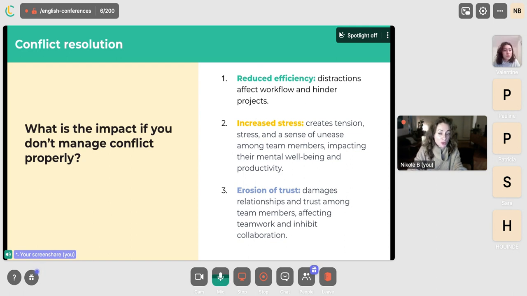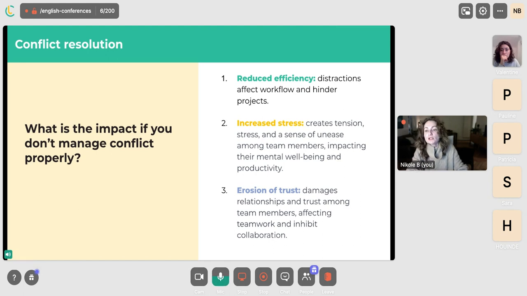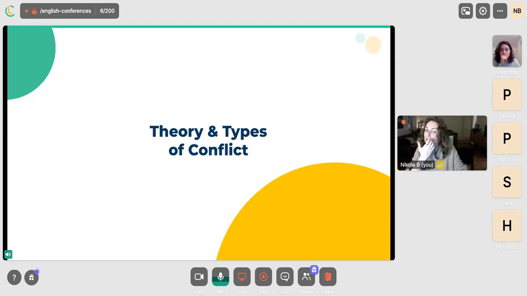And third, you have an erosion of trust. So if you have relationships that don't work, for example, between a boss and a subordinate, and there's no trust there, or you don't trust your team members, it affects your collaboration and you're not able to work properly or collaborate. Okay? So now let's have a look at the types of conflicts that you can have.